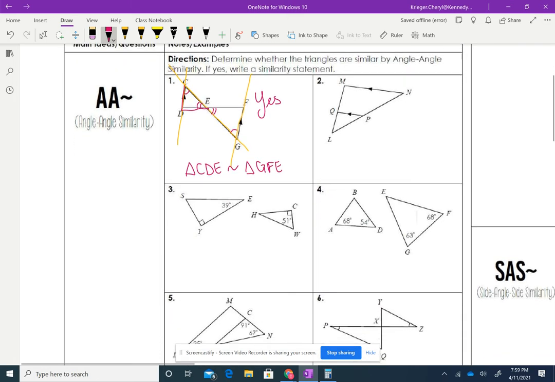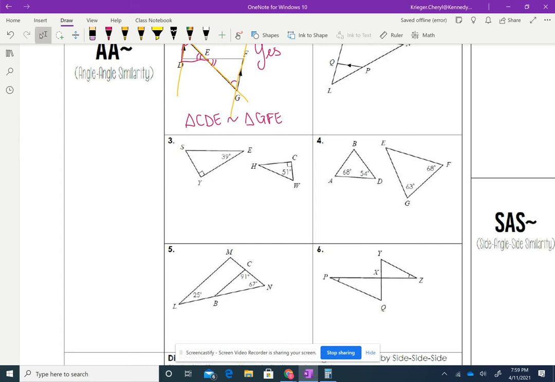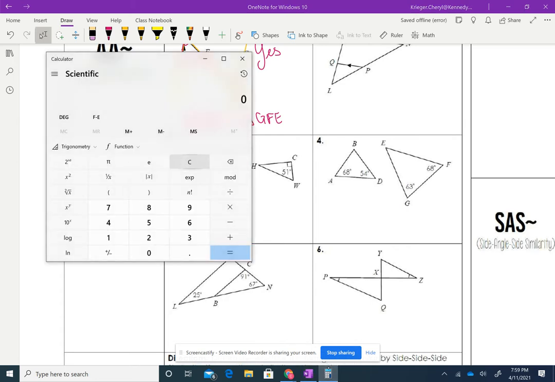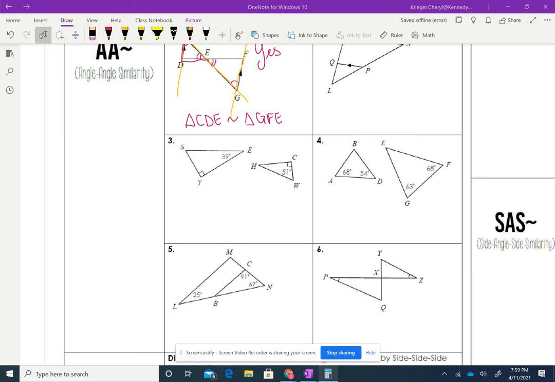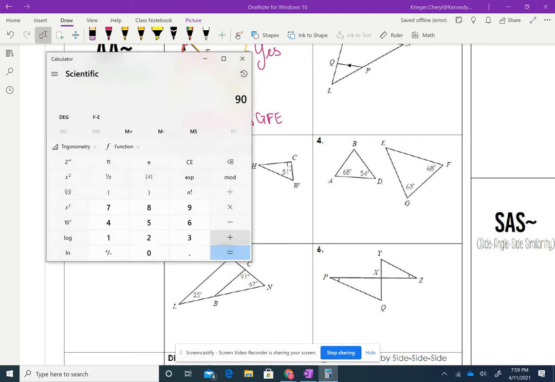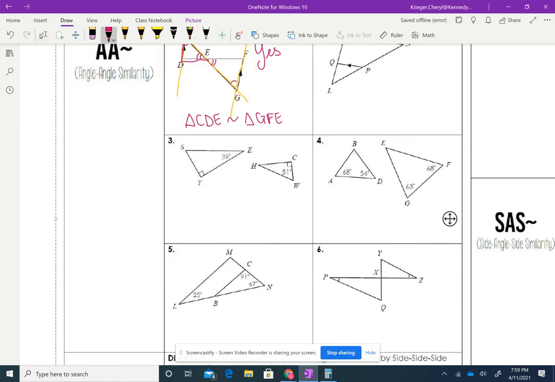Okay, number three. I have a 90-degree angle and a 39-degree angle on the big triangle. So let's see if that third angle is 51. So I will do 90 plus 39 from 180 is 51, right? So this one's 51. That makes this one 39. So I'm going to say that yes, these triangles are similar.